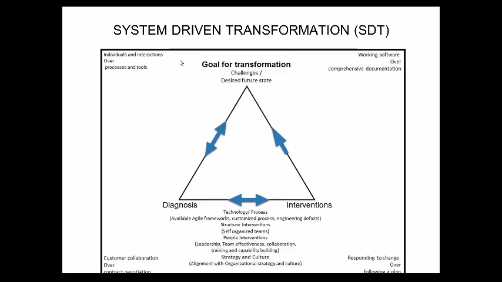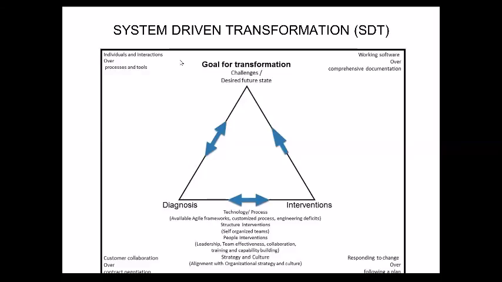Now, in the SDT model approach, we have three parts to it. One is the goal, diagnosis, and interventions. While they may look like phases, they're not sequential. Instead, they interplay with each other. And all of this is guided by the Agile Manifesto.